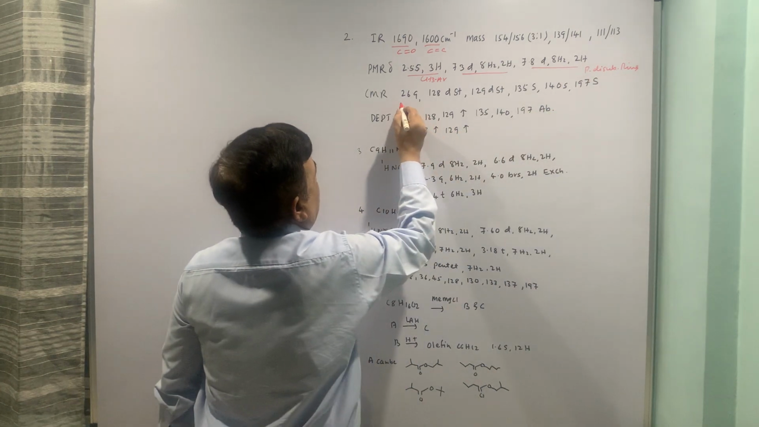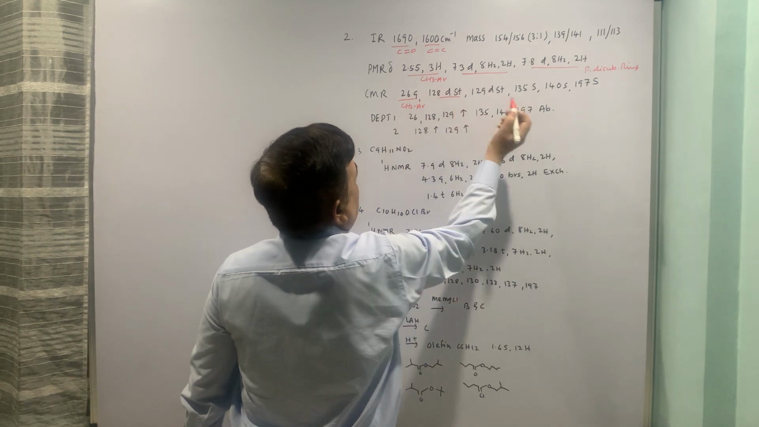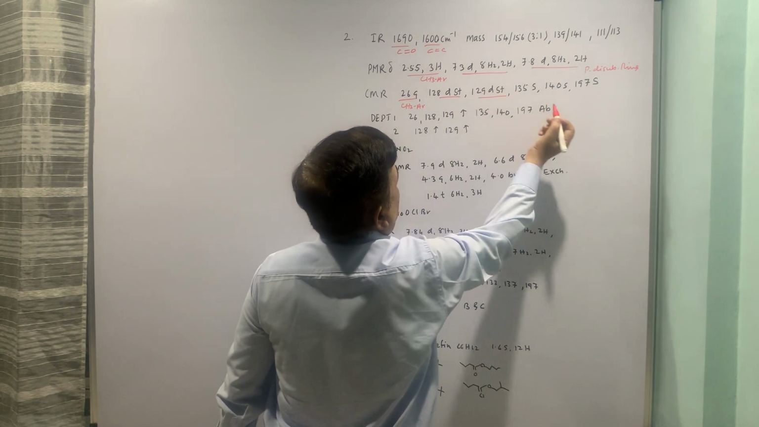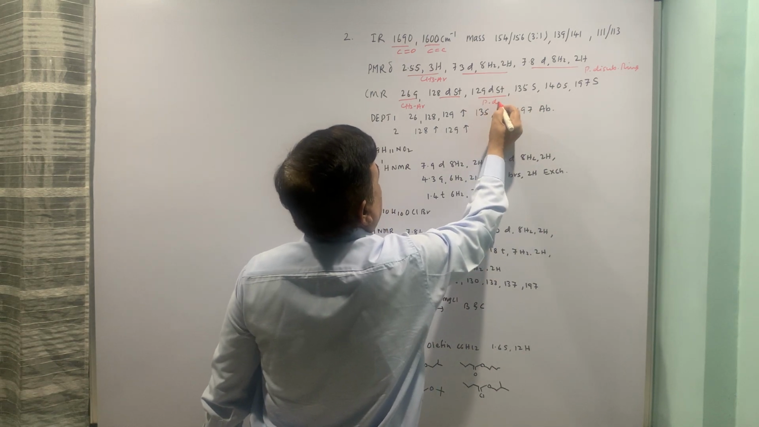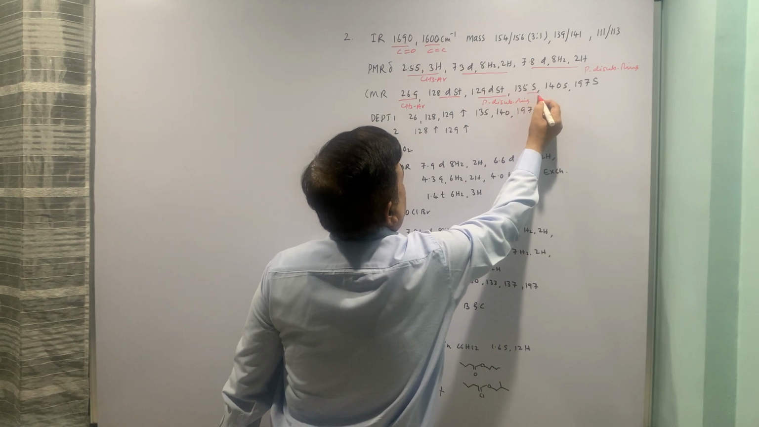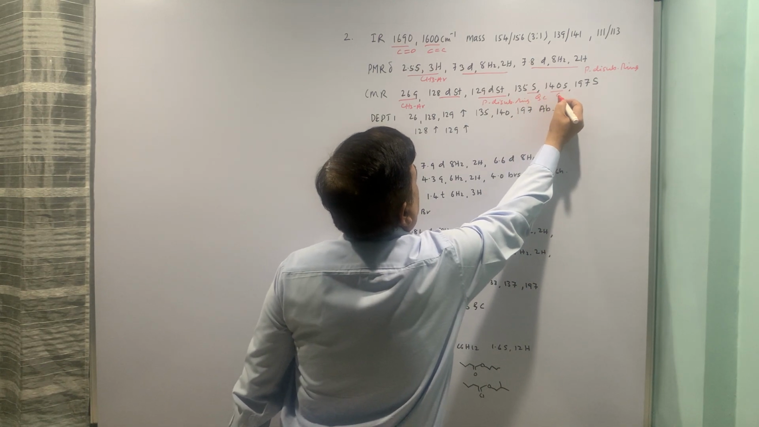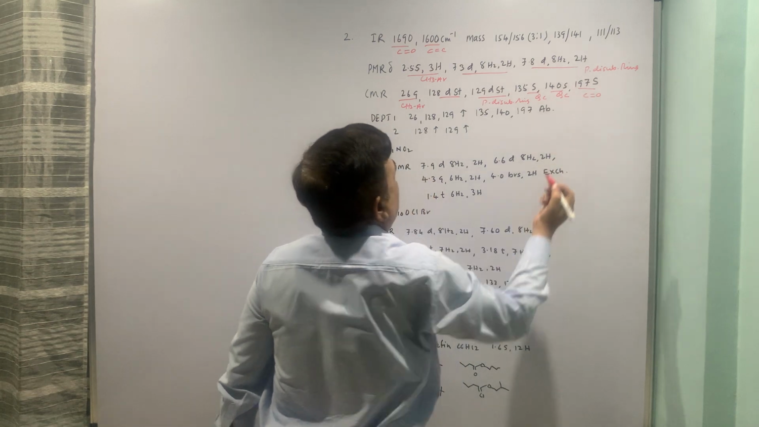26 quartet is once again CH3 attached to Ar. Doublet strong, this also suggests para disubstituted ring. These are quaternary carbons. This is definitely the carbonyl group.